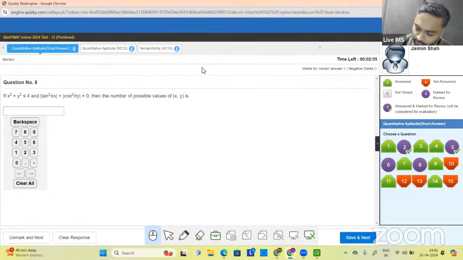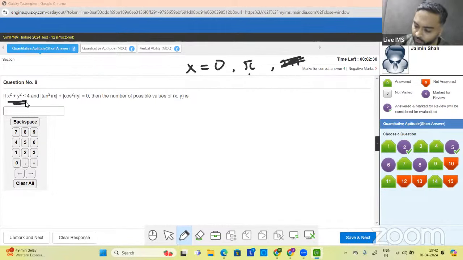Sin x zero कभी होता है when x will be zero, या 180 पे भी होगा. This is 3 point something. I will not go beyond this, because the moment I take 2 pi and something, this value will become greater than 4 itself. So x can be either 0 or pi. Okay, it can be plus or minus pi also. It can be plus or minus pi. Similarly, when will cos y be 0 when y is equal to 90 degree? So plus minus 90 degree.